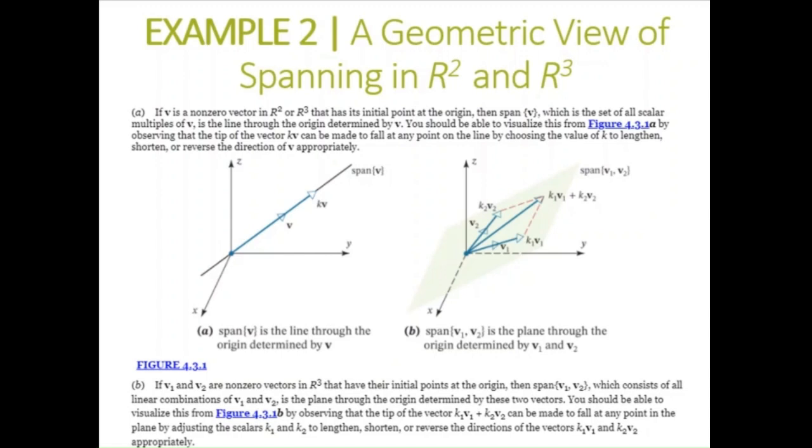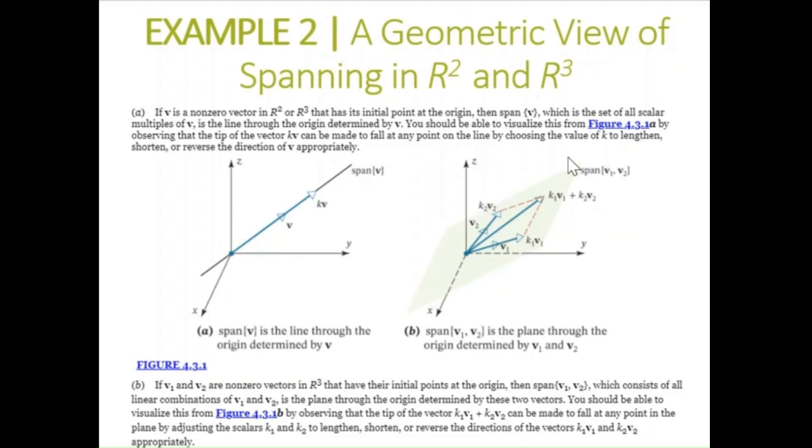Let's look at part B. So here is part B. It says if V1 and V2 are non-zero vectors in R3 that have their initial points at the origin. So here we have the origin. Here we've got V1, we've got V2. And so the span of V1 and V2 would be all the linear combinations of V1 and V2.